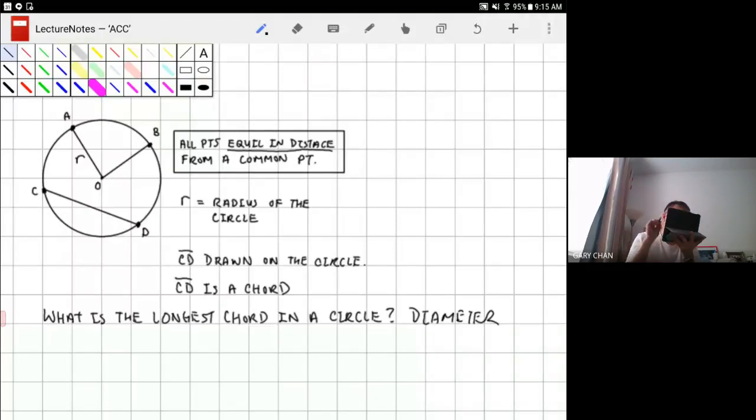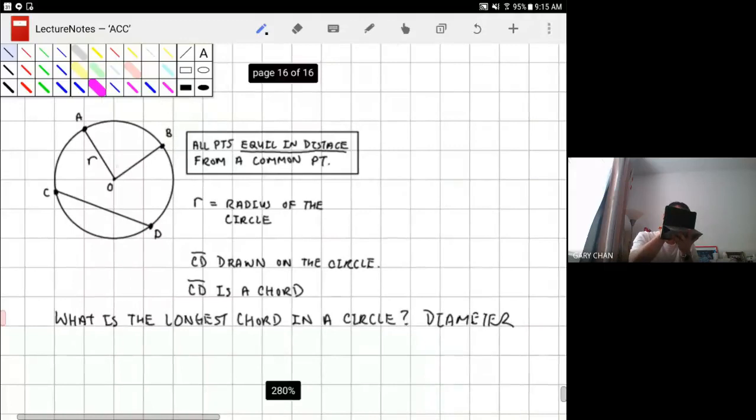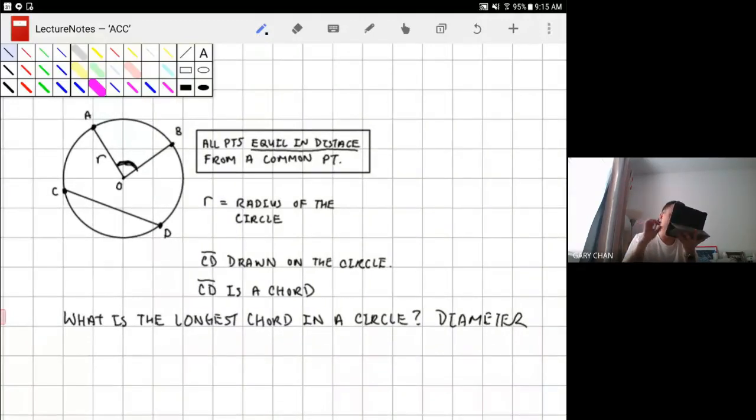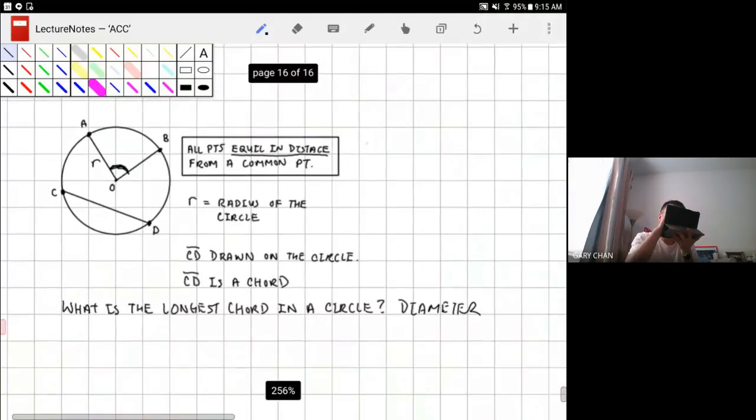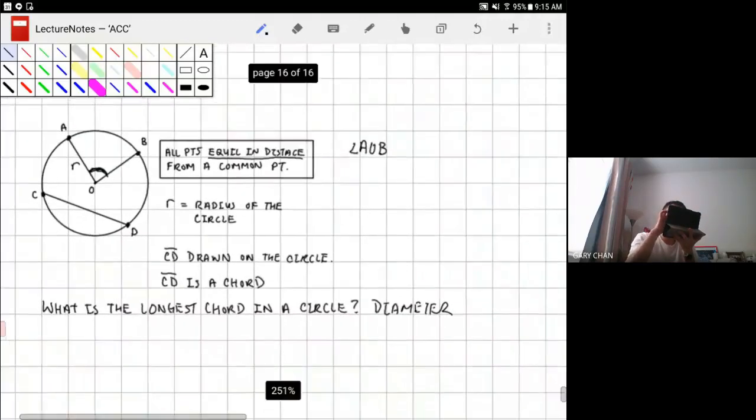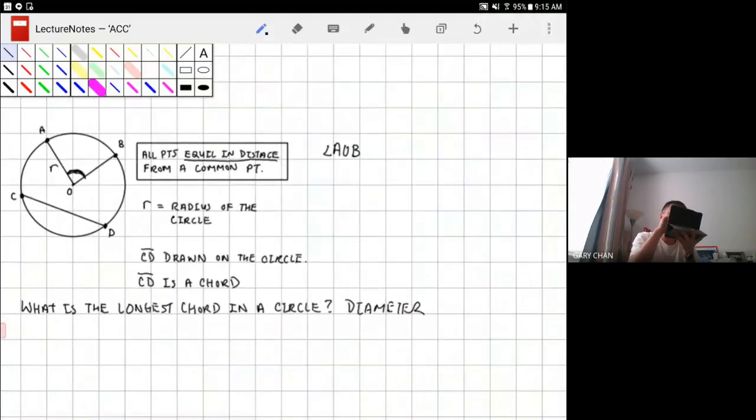There's something else that we can also talk about, and that is this idea right here. So angle AOB is what we refer to as a central angle.